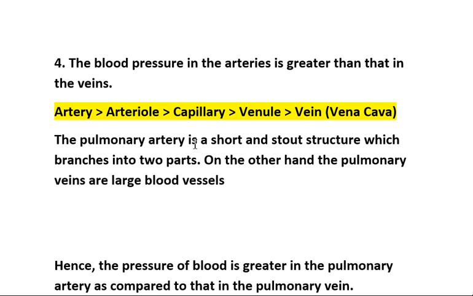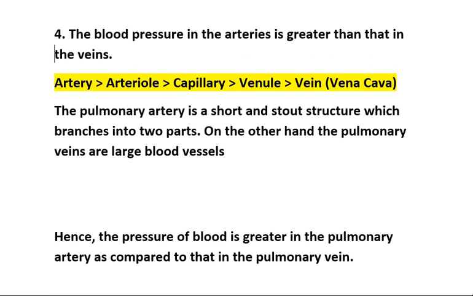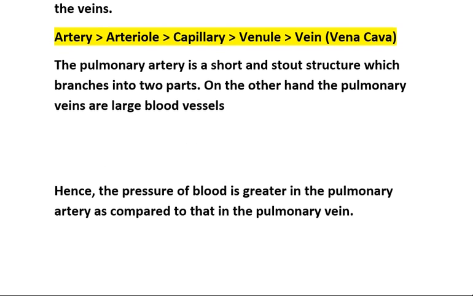So this is the order, and the pulmonary artery is a short and stout, or wide, structure which branches into two parts. On the other hand, the pulmonary veins are large blood vessels. Hence, the pressure of blood is greater in the pulmonary artery as compared to that in the pulmonary vein.